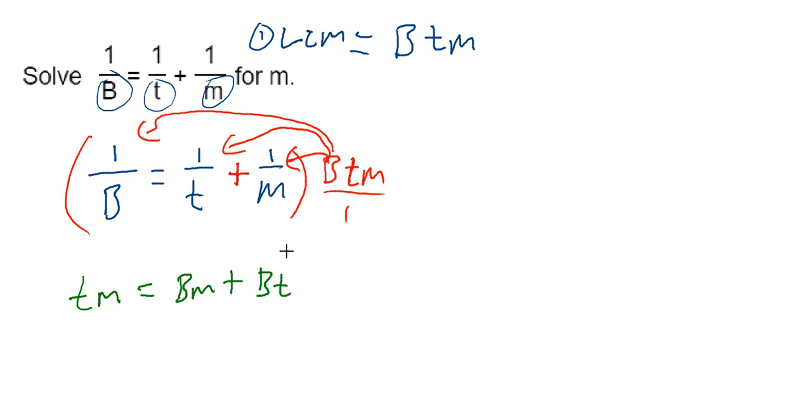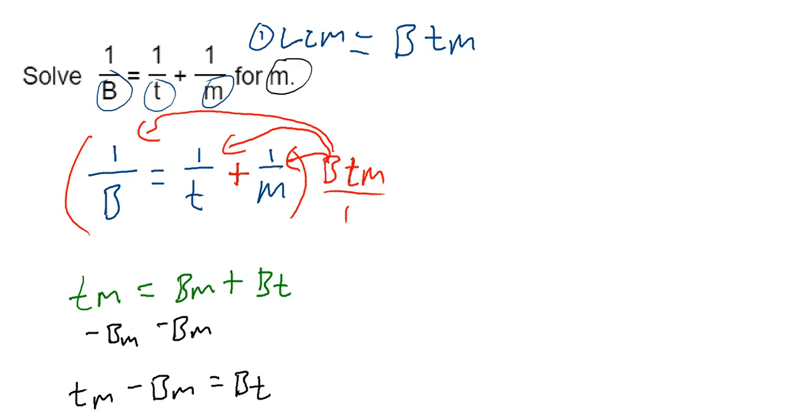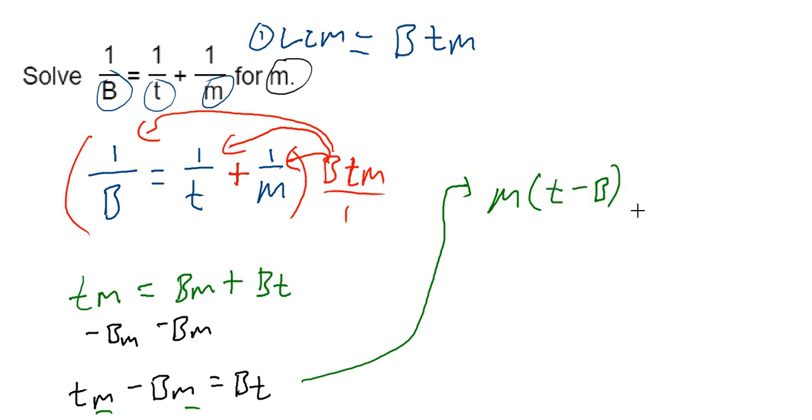All right. And then we're trying to solve for m, so now we want to get our m's to the same side of the equation, so I'll subtract this bm to the left-hand side. So all of our m's are on one side of the equation. We have tm minus bm equals bt, and then we will factor out the m. Factor out the m, we'll have t minus b left over, equals bt still, and then to solve it for m, we divide by t minus b on both sides.